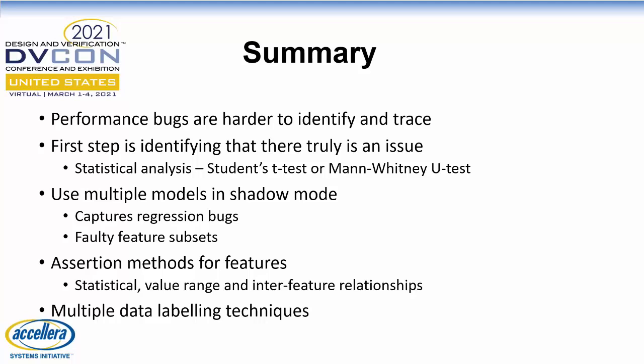Our next step was to train multiple models with different feature subsets. This can help you identify which feature groupings are performing badly, or if there is a deeper problem. When looking into features, we had 3 different techniques. The earlier mentioned statistical significance testing, value range assertions, and logical inter-feature relationships. This step requires some thinking and care, so you keep human bias to a minimum. Finally, we recommend that multiple automated labeling techniques are used. Identify their strengths and weaknesses to make the best possible dataset.